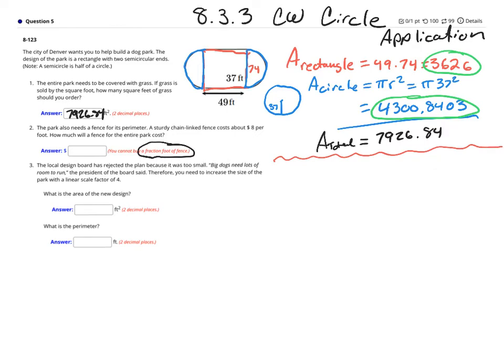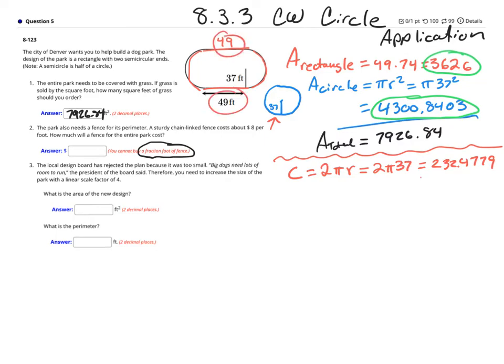So the first thing I'm going to do, if I want to find the distance around the fence, is look at what I'm going to find. I have the bottom part here is 49 and the top part there is 49. The rest of this is going to be made up of the circumference of this circle right here. So the circumference of the circle is going to be 2 times pi times the radius, or 2 times pi times 37. When you do that, you're going to end up with 232.4779.